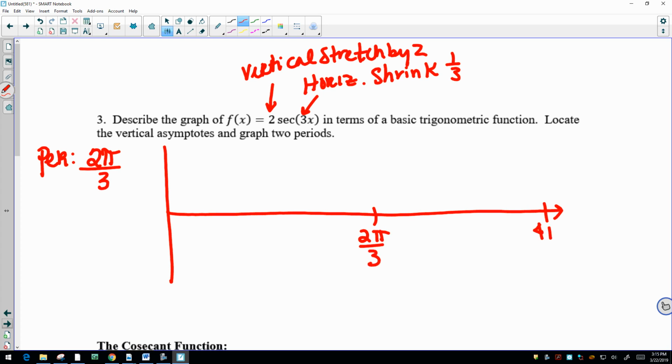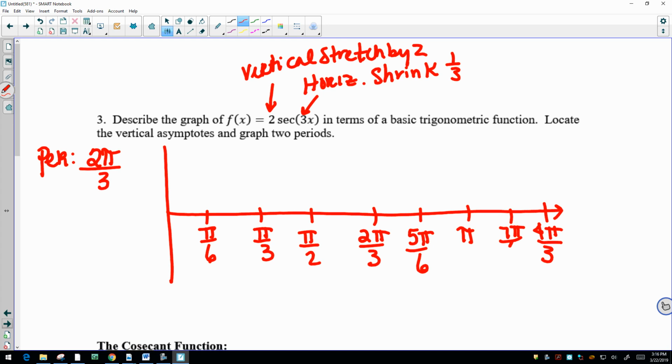2 periods is now 4 pi over 3. Since we're back to a sine and cosine concept, we're going to take half again, and now this is what we're going to count by. There's going to be 4 sections, 4 critical points between for each period. So you have 1 pi over 6, 2 pi over 6, 3 pi over 6, which is pi over 2, 4 pi over 6. Period number 2, we have 5 pi over 6, 6 pi over 6, 7 pi over 6, and 8 pi over 6.